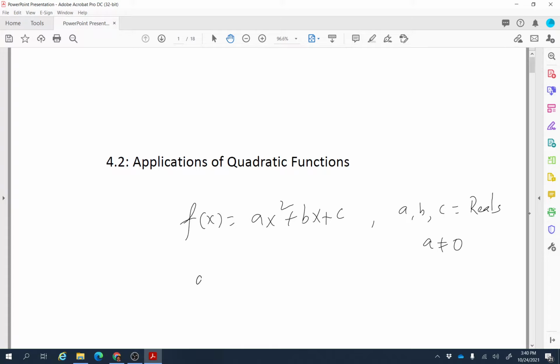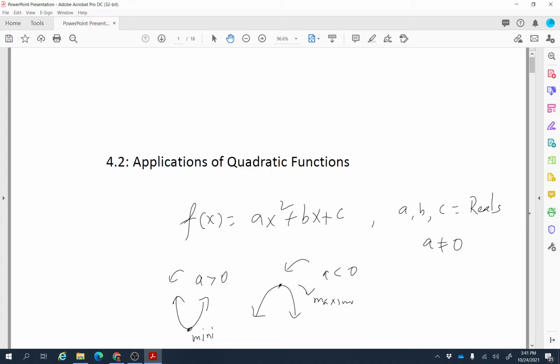And based on the value of a, if a is positive, then you have a concave upward graph, and if a is negative, then you have a concave downward graph. If a is positive, you are going to get the minimum value of that function. If a is negative, then you are going to get the maximum value of that function.